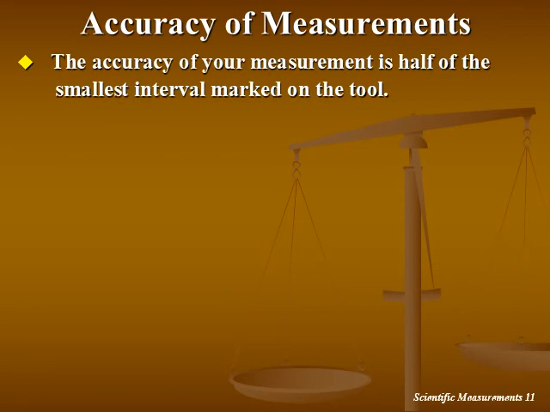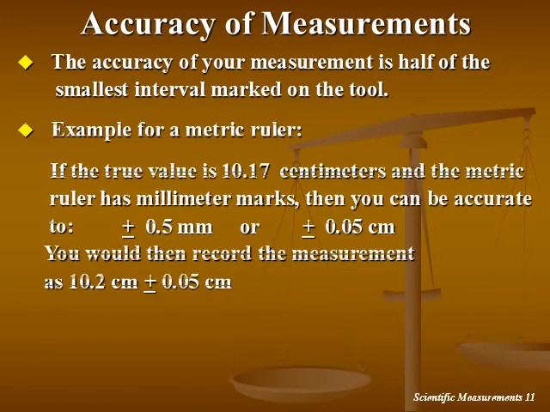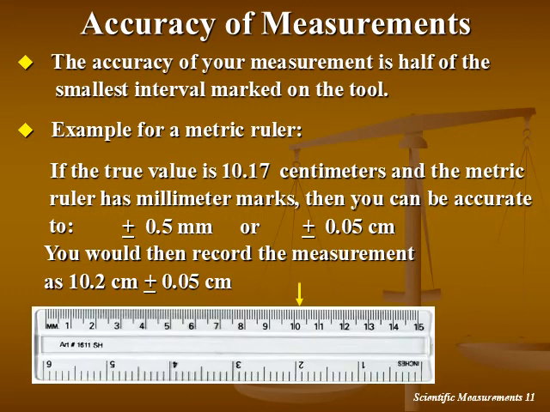Now let us discuss the accuracy and precision of measurements. The accuracy of your measurement is half of the smallest interval marked on the tool. As an example, let us assume that you measured the length of an object with a metric ruler. With a metric ruler, you can clearly read the millimeter markings, but the spaces between them are not marked. Therefore, the accuracy of your ruler is plus or minus 0.5 millimeters or 0.05 centimeters. If the true length of the object is 10.17 centimeters, then you would record the measurement as 10.2 centimeters plus or minus 0.05 centimeters.